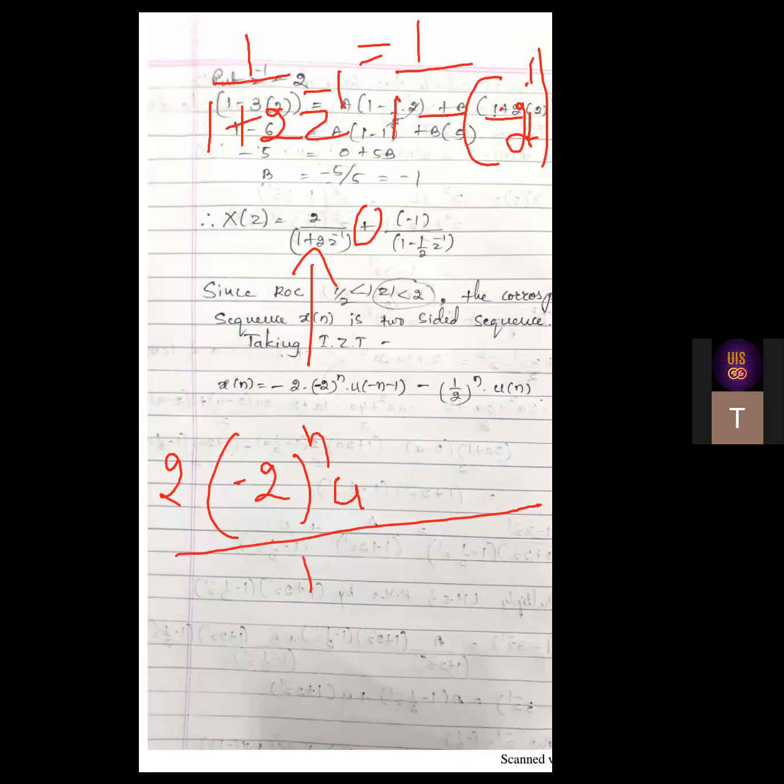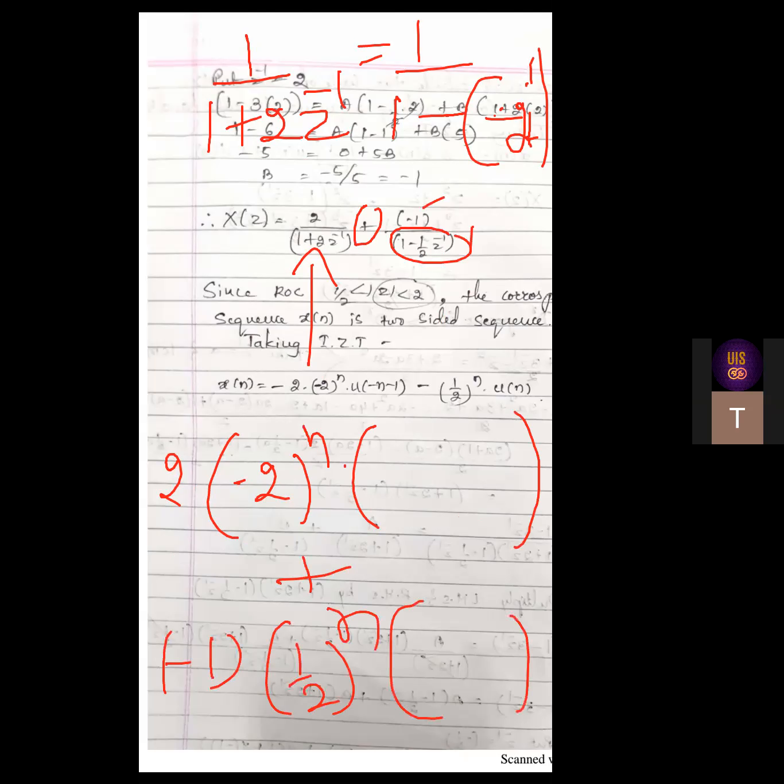In between we have plus. We will decide here what we will get. Plus the second term is minus 1 into 1 by 1 minus alpha z inverse, where alpha is half, raised to n. Now let's see whether it is u of n or u of minus n minus 1. According to the given ROC, ROC is greater than half.